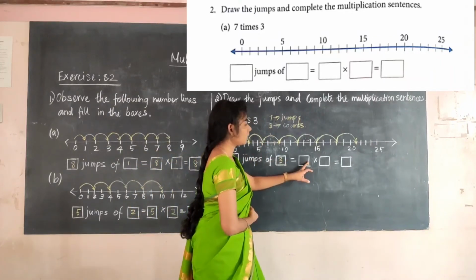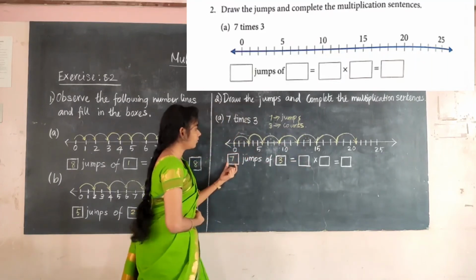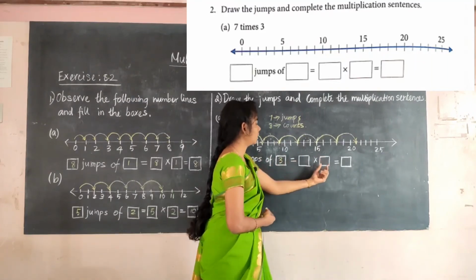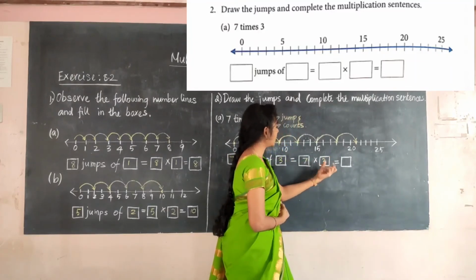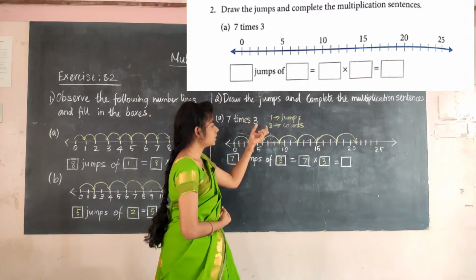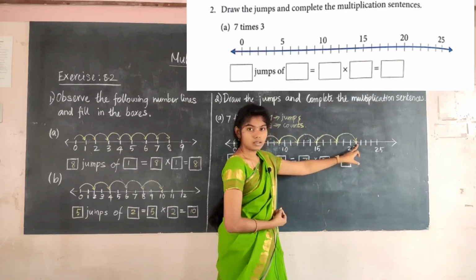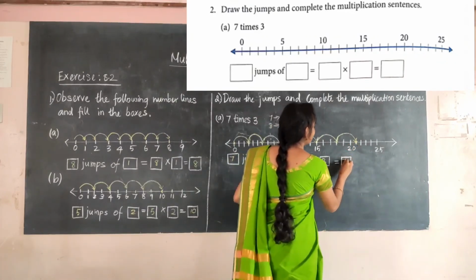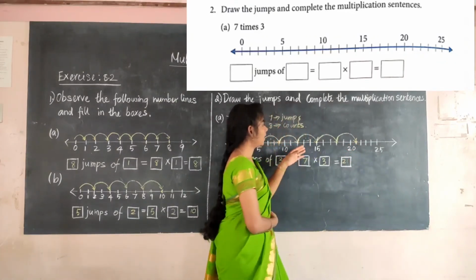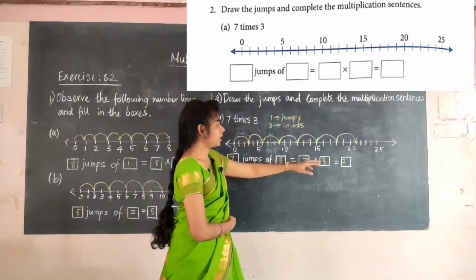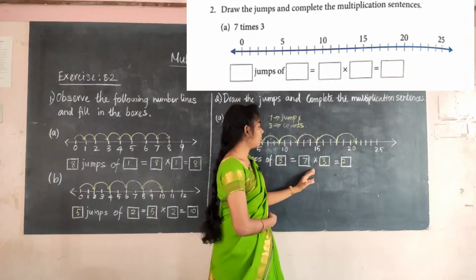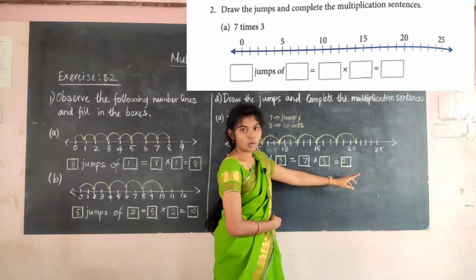And now in the multiplication sentence, how will you write? First number here and the next number here. 7 into 3. So 7 times 3, that is given here. So the answer is 21. So this we have seen by number line. By using the number line we have found the multiplication answer. That is 7 into 3 is equal to 21.